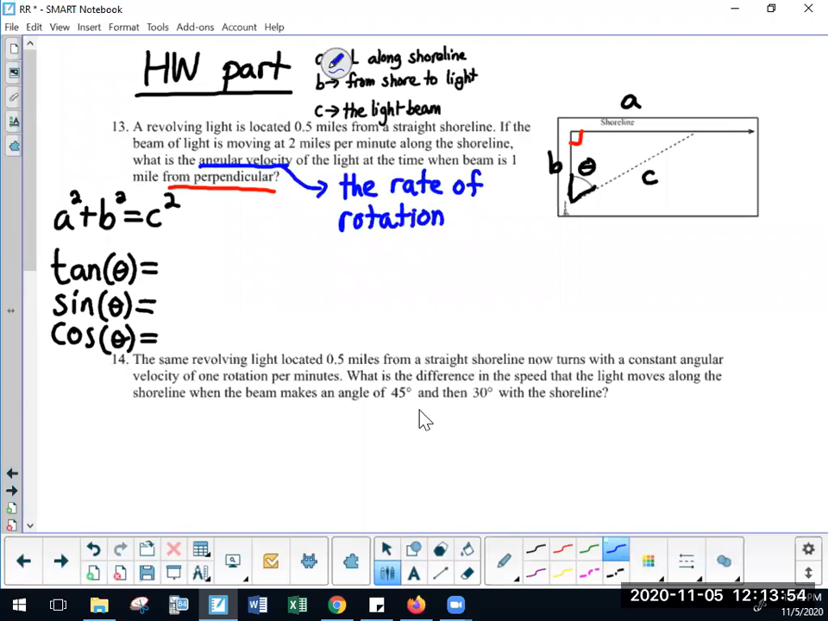The rate of rotation. That's what d theta dt actually is. Because remember, it's the rate of change of this angle, the one that I've marked here, as we go from the perpendicular along the shoreline, and then we rotate around and come back. So that's why it makes sense to call this angular velocity. The reason we use velocity is because there are two directions of rotation you could have. You could go this way or you could go this way. So you'd have to define one as positive and one as negative.